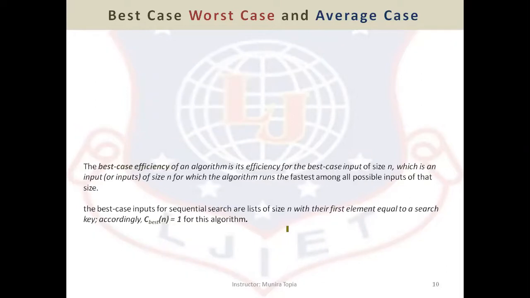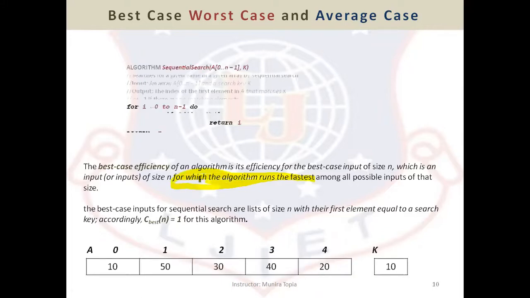Now, what is the best case efficiency of sequential search? Best case is when the key is found at the first possible location. That means the algorithm runs the fastest, with the minimum number of steps. Again the algorithm is the same: for i equals 0 to n minus 1, if the element A of i matches k, then return i. If not, if the for loop terminates, then return -1.